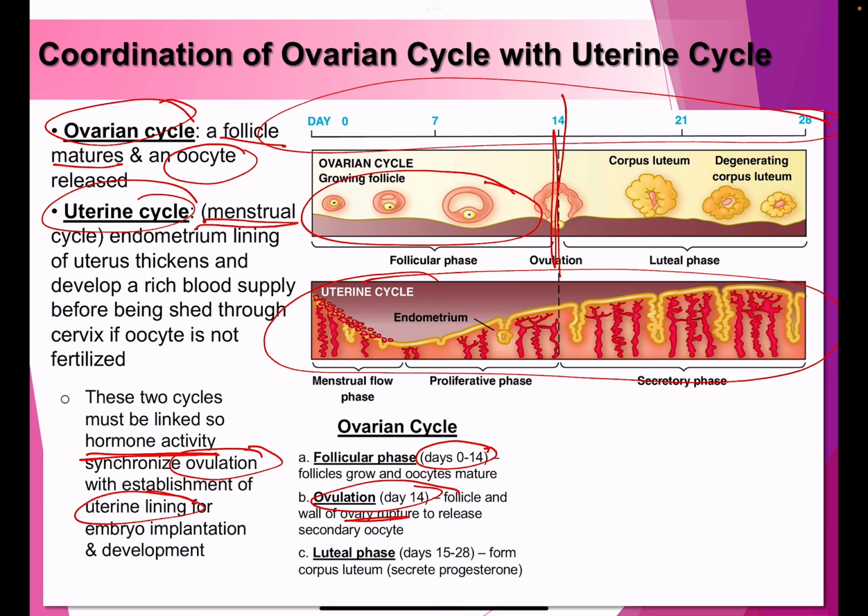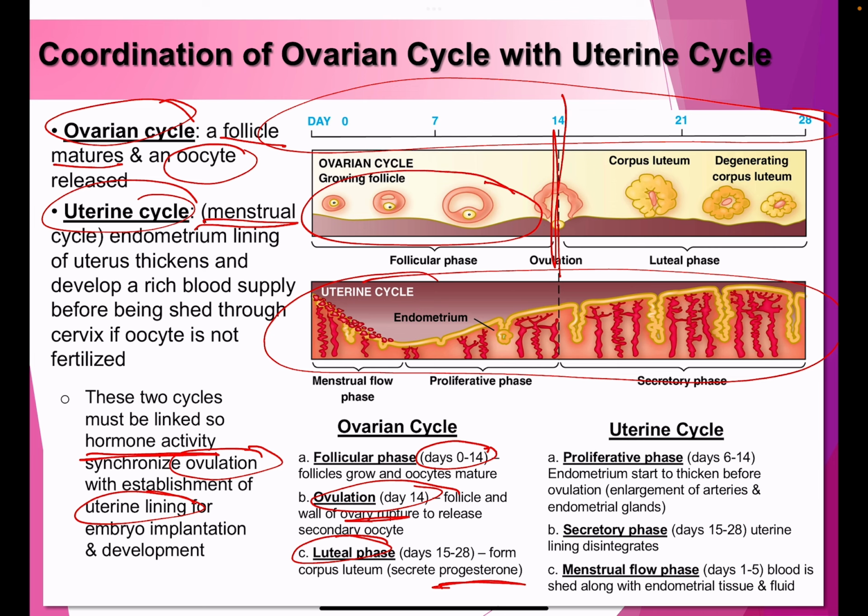The oocyte will then be released from the ovary. The ovary actually ruptures, ejects the egg out, and then it goes into the luteal phase. The ovaries will then produce the corpus luteum so that it can secrete progesterone, telling your uterus, hey, don't go through spasms yet. We have an egg coming. It may be fertilized and it may need to implant. And then the uterine cycle goes in sync with the ovarian cycle.